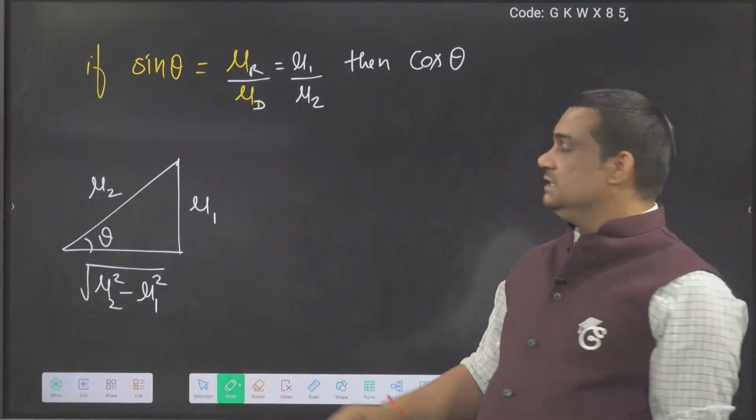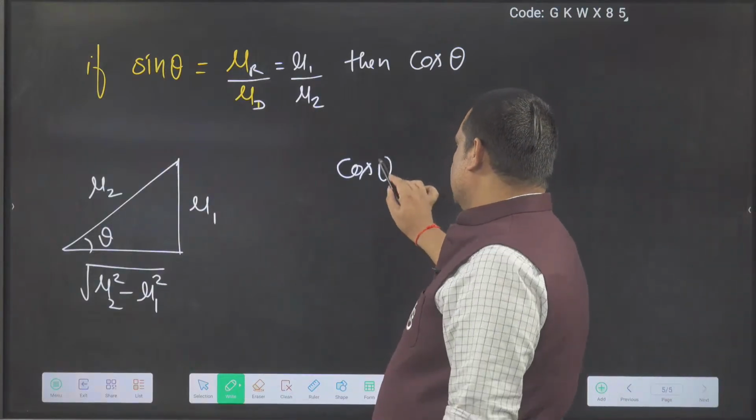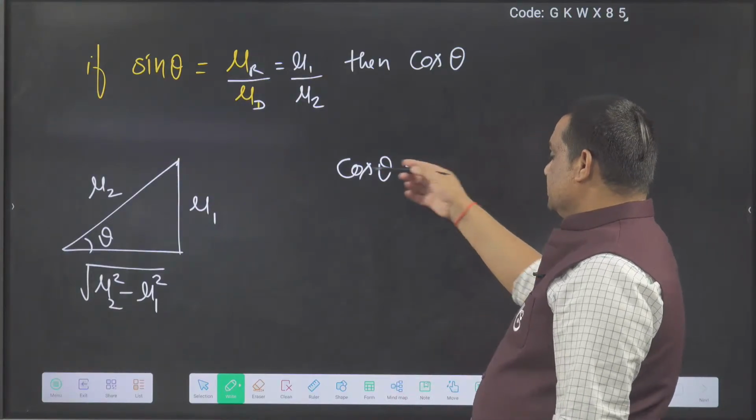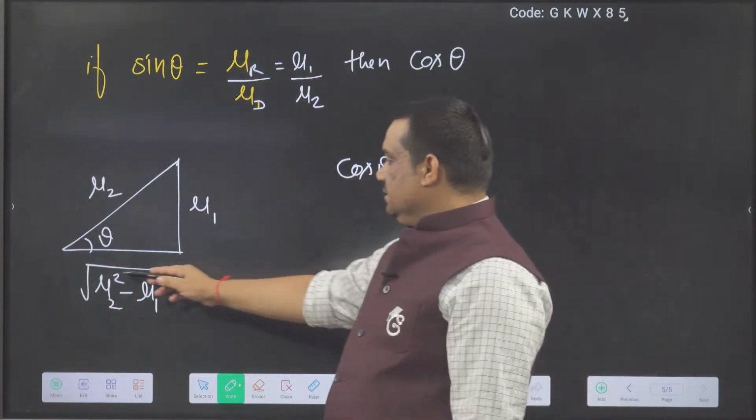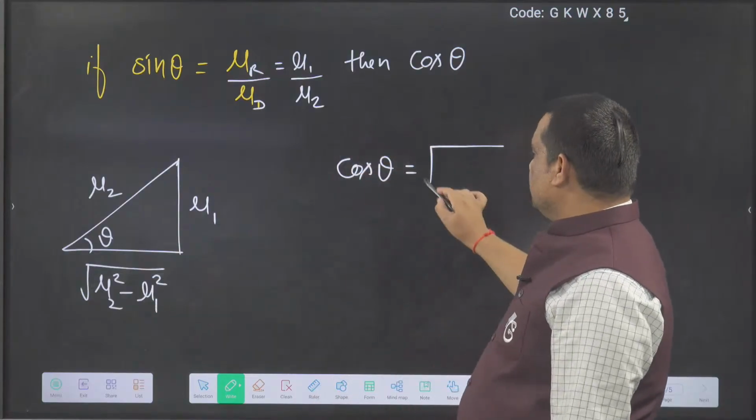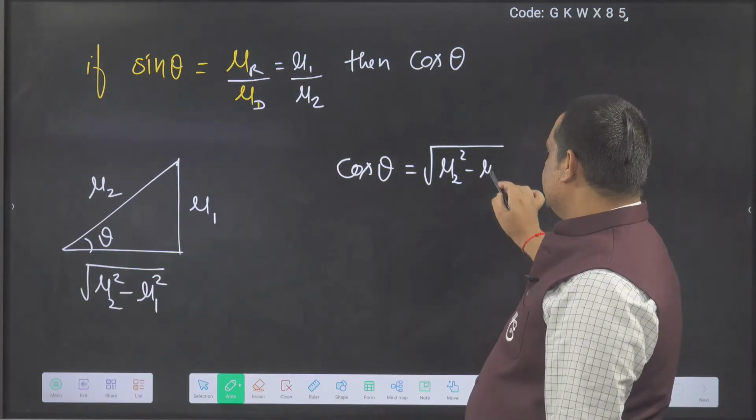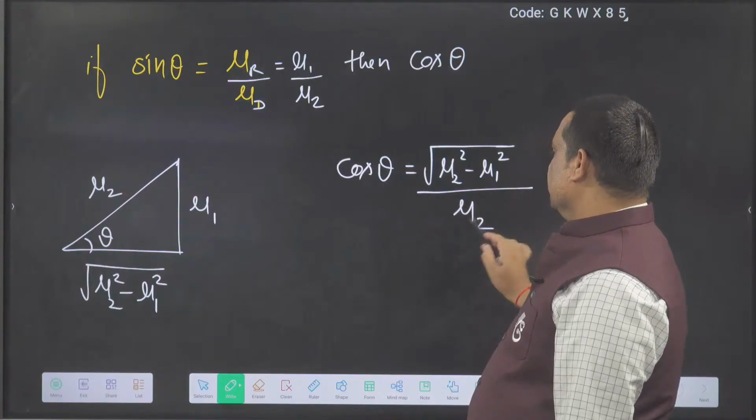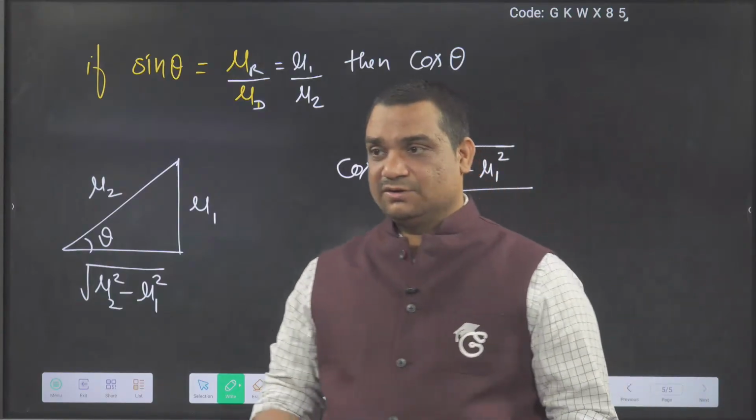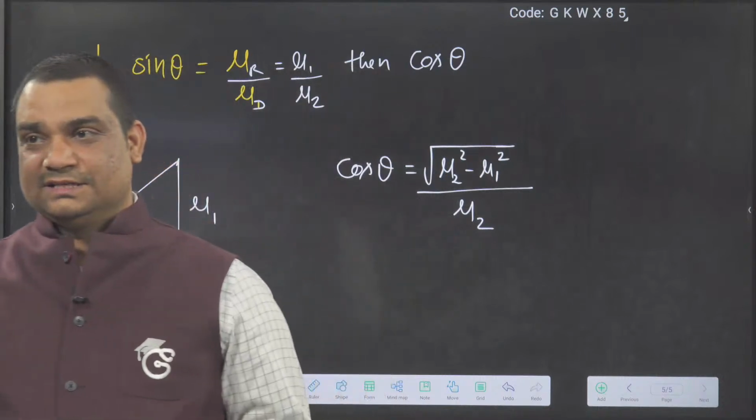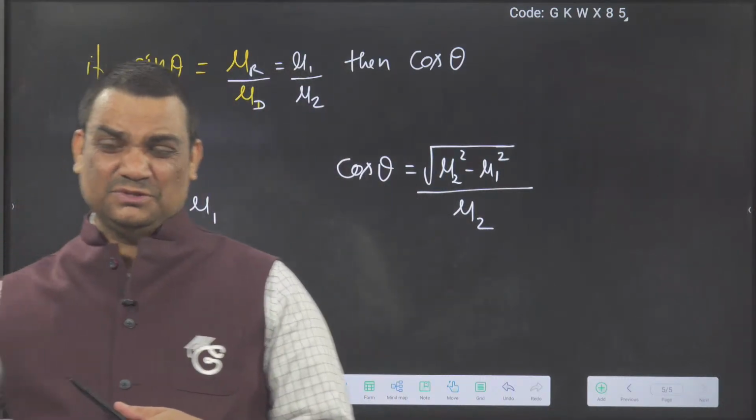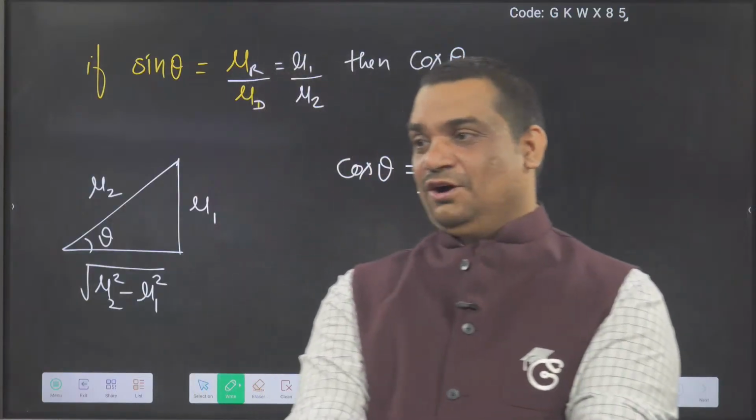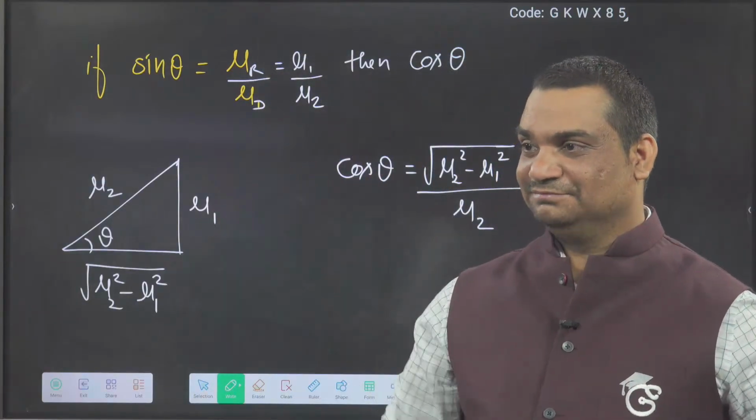Once you got this, we can clearly write cos theta will be equal to, this is the base, so root of mu 2 square minus mu 1 square divided by mu 2. Yes, this will be cos theta. Some of you are able to relate, somewhere you will use this thing. Somewhere in the optical fiber this will be used.